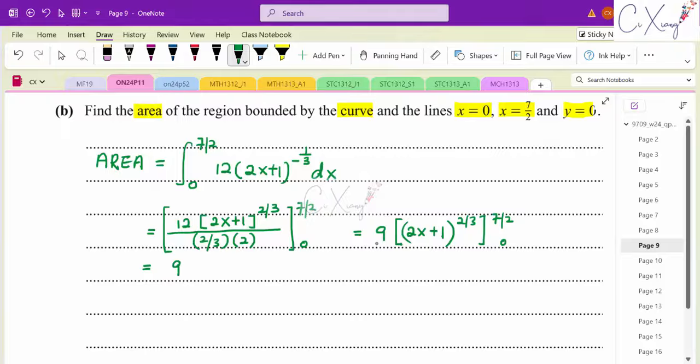So 9 you just copy. Now I substitute 7 over 2 into the equation, so I'm having 8. 8 to the power 2 over 3, you'll get 4. Then minus, substitute 0 into the equation, so you're having 1. 1 to the power 2 over 3, you get 1. So 4 minus 1, you get 3. Simplify the answer, and your area should be 27. So this is how we solve question number 7.